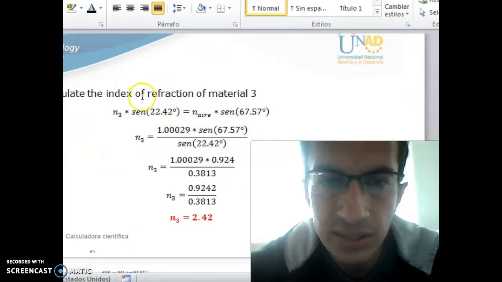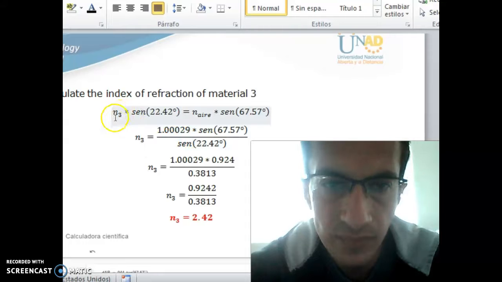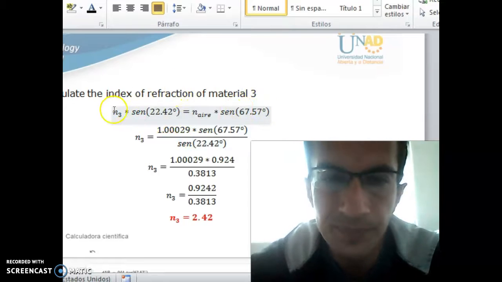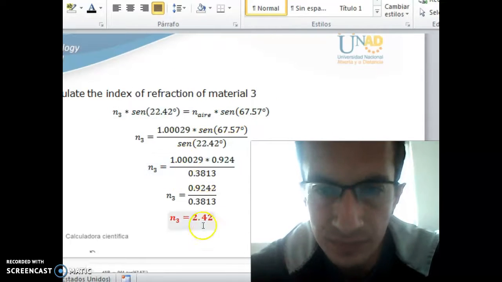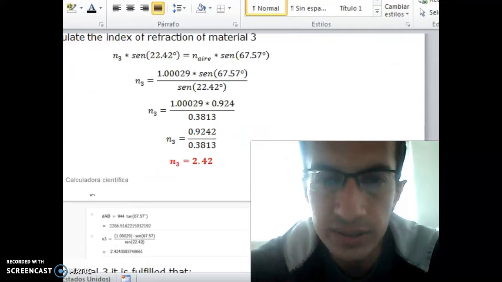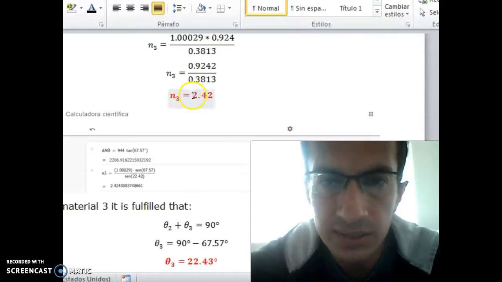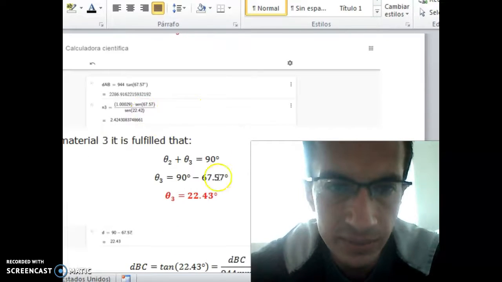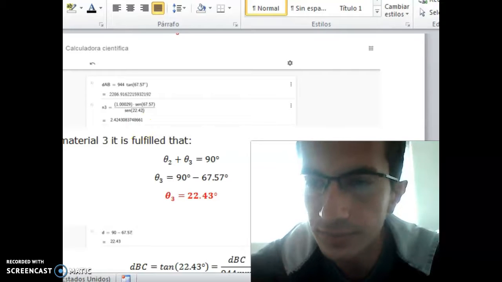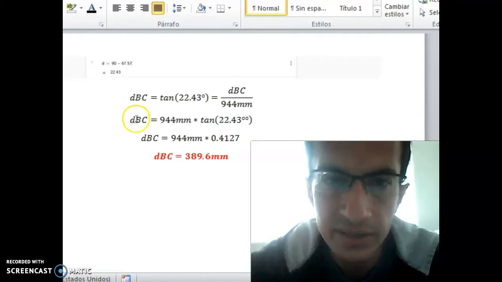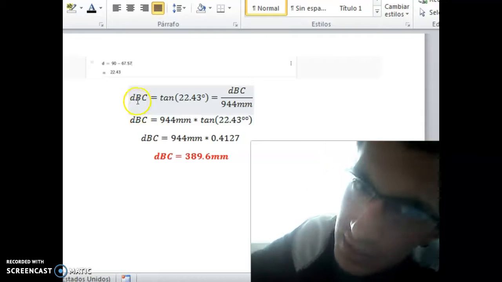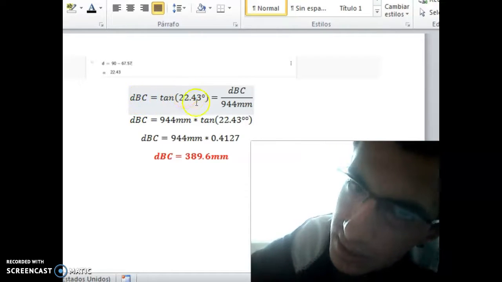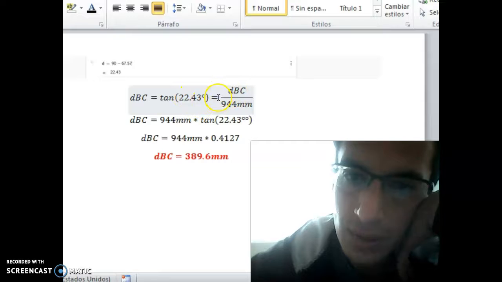Now we calculate the index of refraction of index 3. These are the operations on this page, and index 3 equals 2.42. This is checked on the calculator. And these are the operations: distance BC equals tangent, equals distance BC.